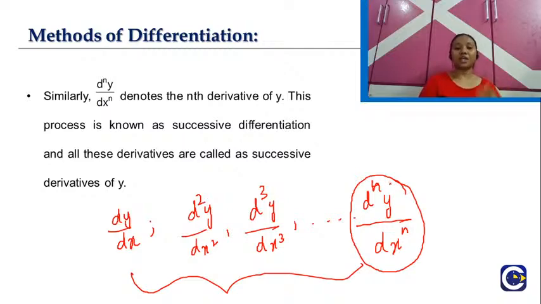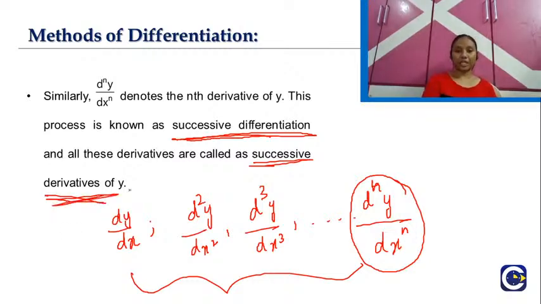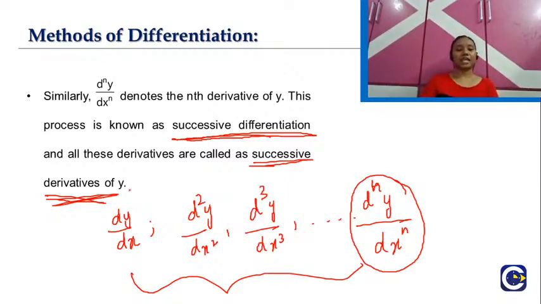This typical process of differentiating the given function is called successive differentiation, and all these derivatives are called the successive derivatives of the given function y. There is nothing difficult in successive differentiation. It's simply that we keep on differentiating until we end up with a derivative of 0, or we can say our variable doesn't exist. So this is about successive differentiation of the given function y.